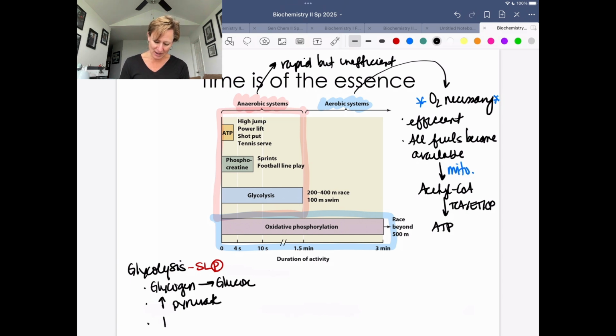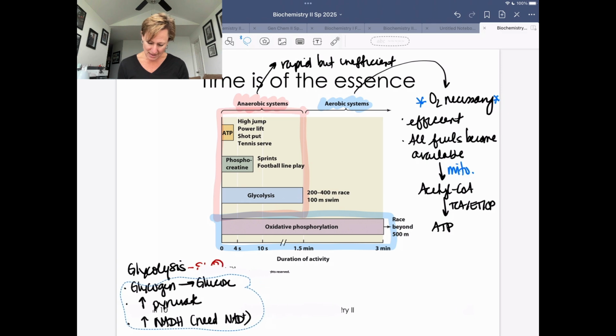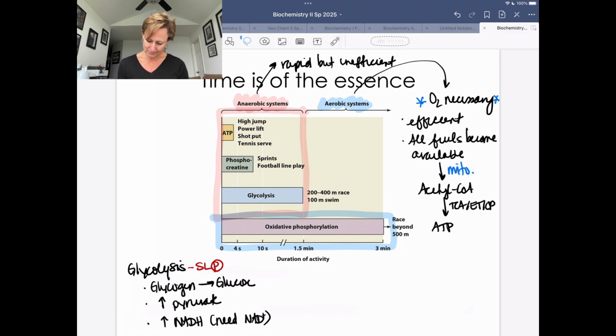And then we're also going to have elevated levels of NADH. And remember, if we want to continue to do more glycolysis, we're going to need NAD+. So here is part of the issue here. These two pieces are part of the problem.